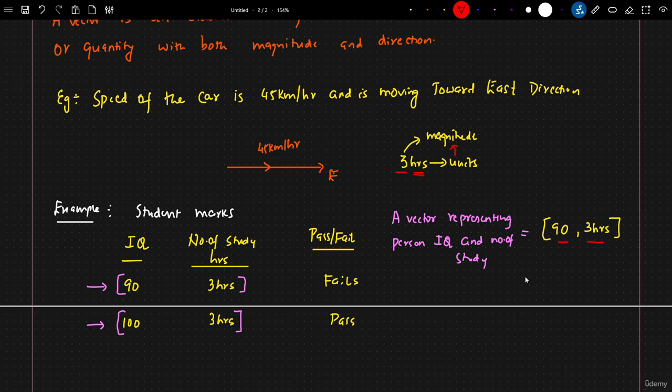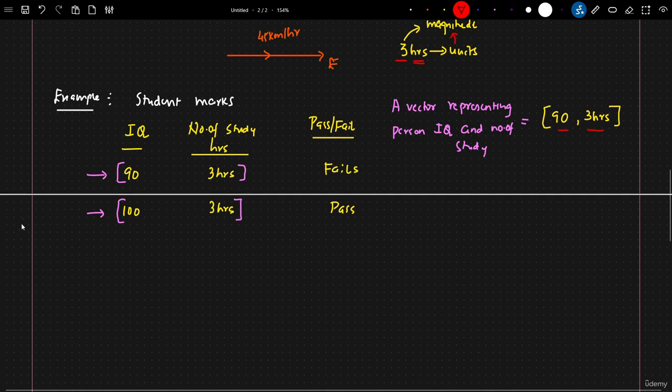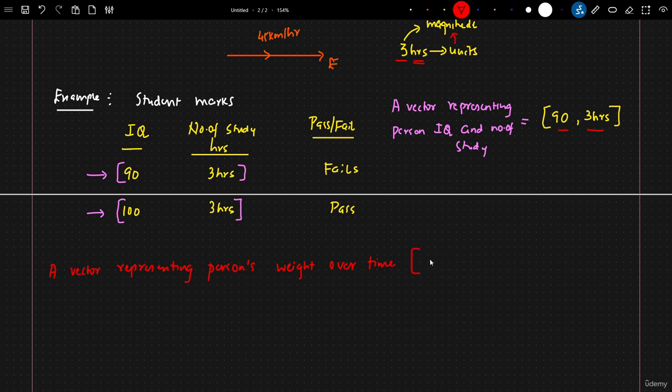Let's say I even have one more kind of data. Let's say that I have something like the other example that I can take, a vector representing a person's weights over time. Let's say in the first month, in January, the person was weighing somewhere around 70 kg.